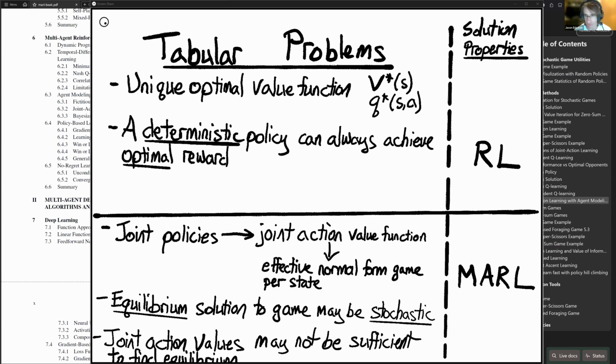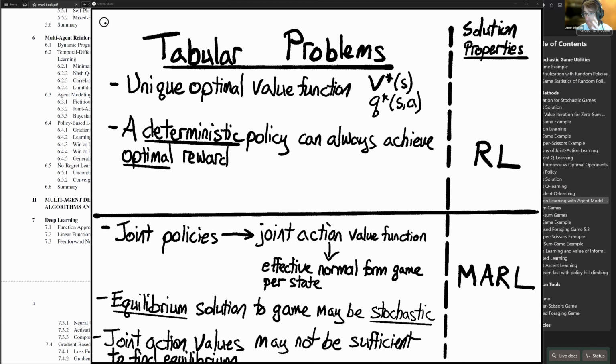But the equilibrium solution for a game is not necessarily deterministic. It can be stochastic, in a zero-sum game or in a general-sum game. A simple example used in the book is a game like rock, paper, scissors. The Nash equilibrium solution is actually to select all of the actions with equal probability.